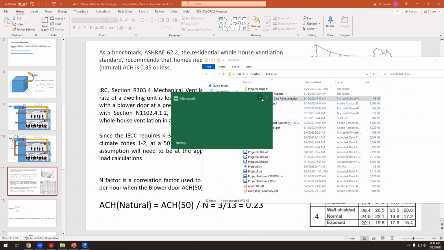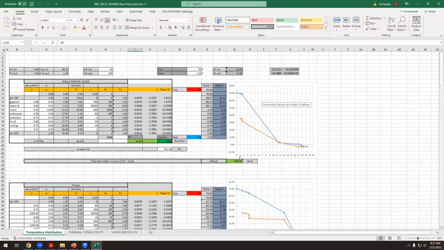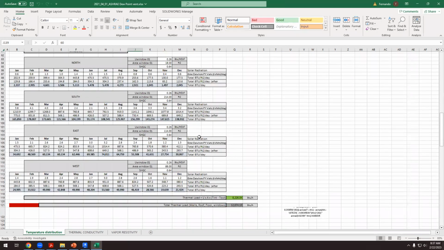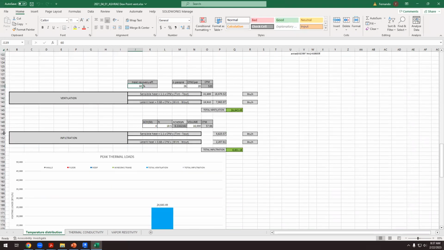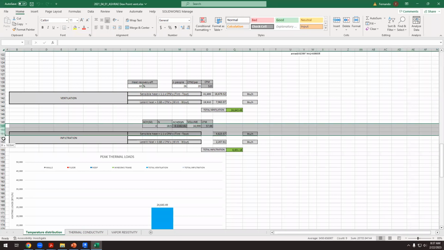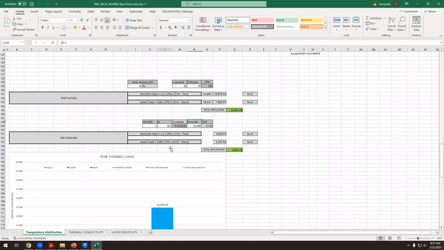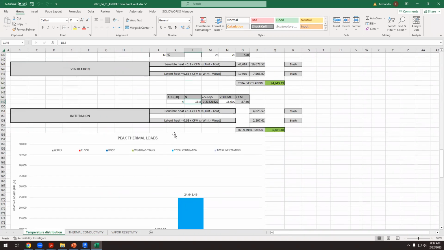If I open this Excel file, here there is a table for infiltration. Okay, so there are some cells with infiltration, and this is the N value. You see, 18.5. Okay, then what is this ACH 50? The ACH 50 is the value that we get from the blower door test.